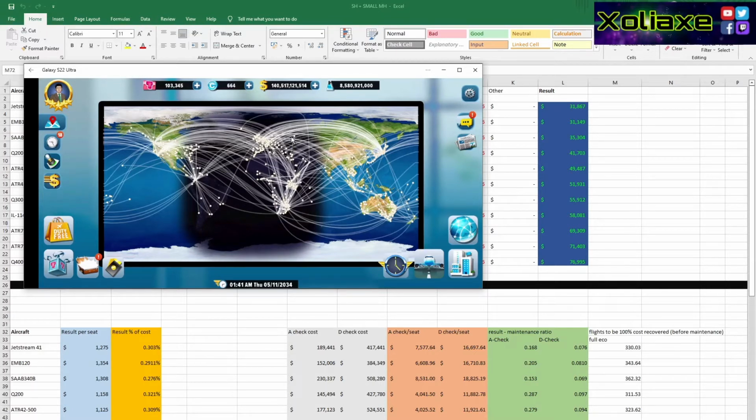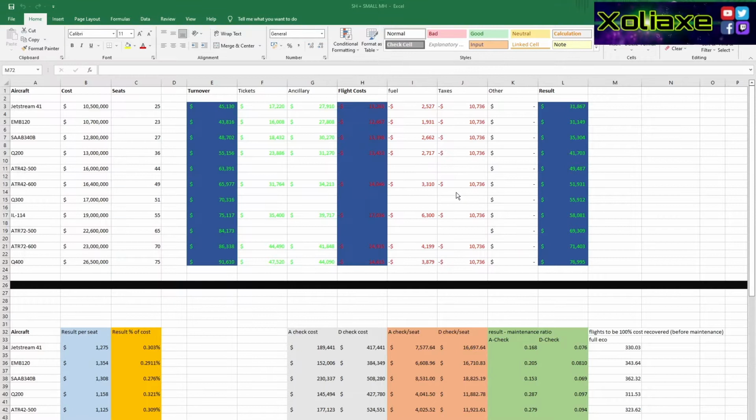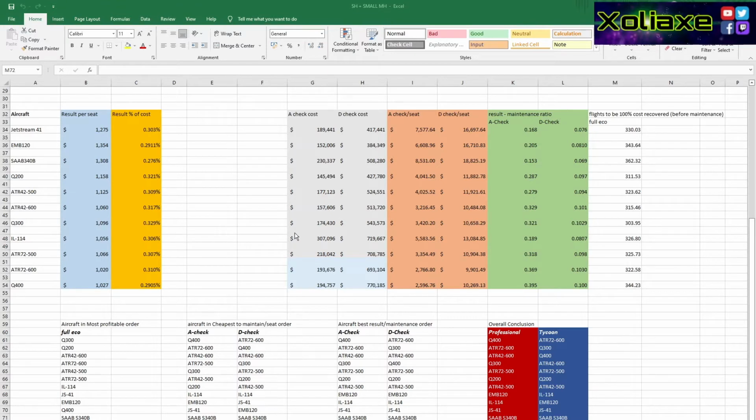So for these tests, all three of these tests were done on the Bangkok to Ho Chi Minh route. Let me just minimize that, and you can see my spreadsheet for this one. Plugged in all the results up the top here, and we get down to the business end down here. As you can see then, the Q300 comes out as the most profitable as a percentage of the cost of the aircraft. You're making more money per seat effectively compared to the cost that you paid out originally.